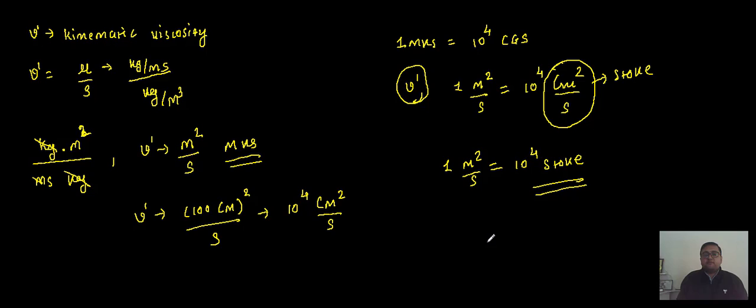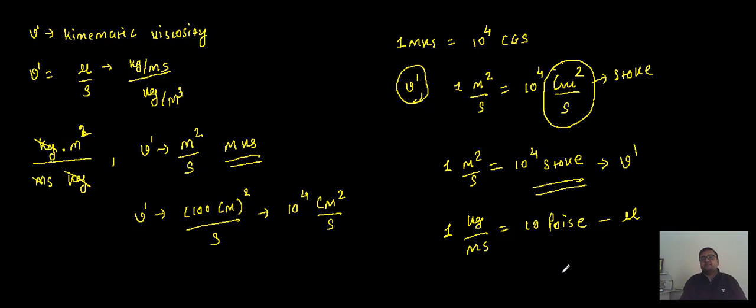So now we are familiar with the two kinds of relationship. That is, 1 kg per meter second is equal to 10 poise, which is for dynamic viscosity mu, not nu, it is mu. And 1 meter square per second is 10 raised to 4 stokes, and that is related to kinematic viscosity, which is nothing but nu.